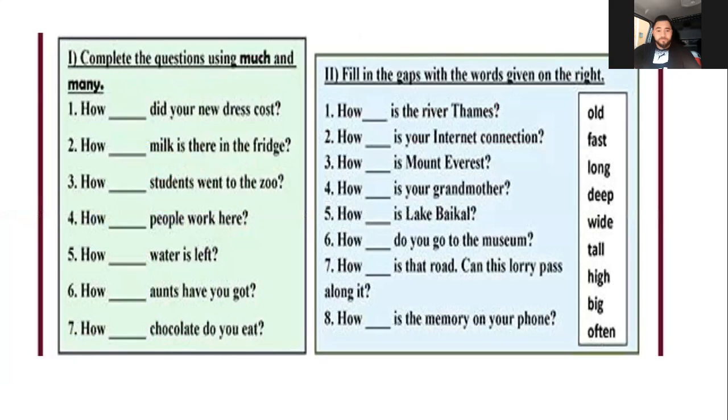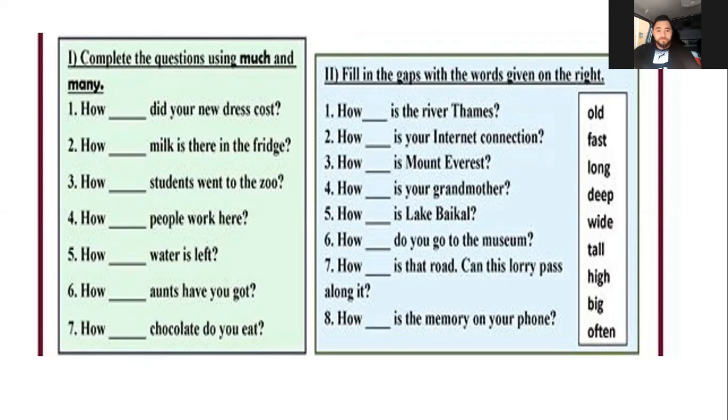How much? Yes. Did your new dress cost? Because it's uncountable. Number two? How much? Okay, very good. How much is there in the fridge? Okay, number three? How many? Yes, how many? Because you can count students. Okay, number four? How many? Very good. Number five? How much? Very good. Number six? How many? Yes, because you can count your answers. Okay, number seven? How much?